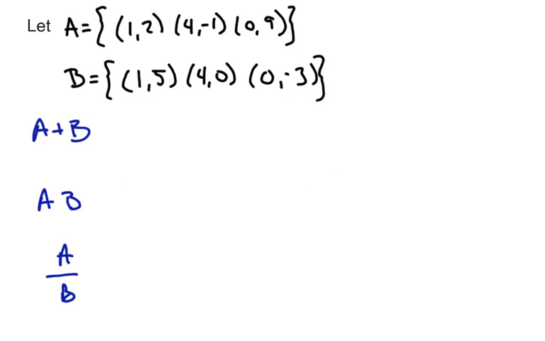A problem that you probably won't see in your book, but is a great problem when talking about functional notation, is if we look at the functions as sets instead of just equations. So if we let A be a set of ordered pairs, (1, 2), (4, negative 1), and (0, 9), that means there's 3 elements in our set. And we're going to want to add that to B that also has 3 elements in a set, which might not be the case. They don't necessarily have to be the same size.